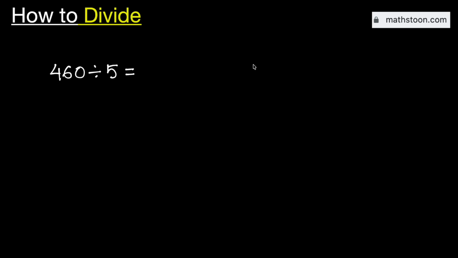In this video, let us learn how to divide the number 460 by 5 using the long division method. Consider the first digit 4. It is less than 5, so we will consider the number 46. We know that 5 times 9 is 45 and this number is closer to 46.